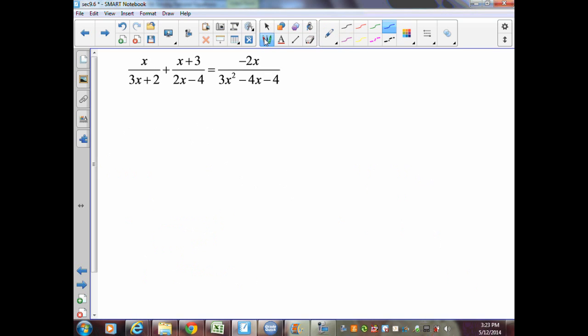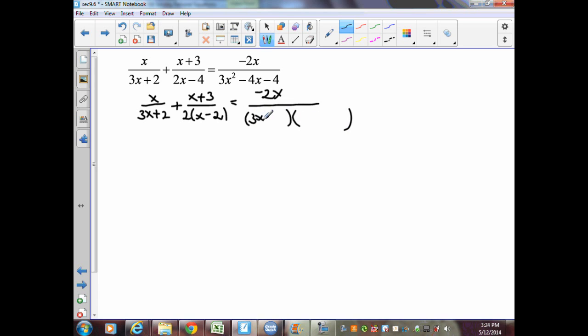In my next example, I need to factor the denominator. So I'll bring down my x over 3x plus 2, which doesn't factor, so I'll just bring that down. Plus, I have x plus 3. This denominator does factor. I'll factor out a 2. That gives me x minus 2 equals negative 2x over 2 sets of parentheses. 3x squared will break up into 3x and x. And I can break up my negative 4 into a plus 2 minus 2. That gives me a negative 6 plus 2, which is a negative 4x. And a positive 2 times a negative 2 is a negative 4.